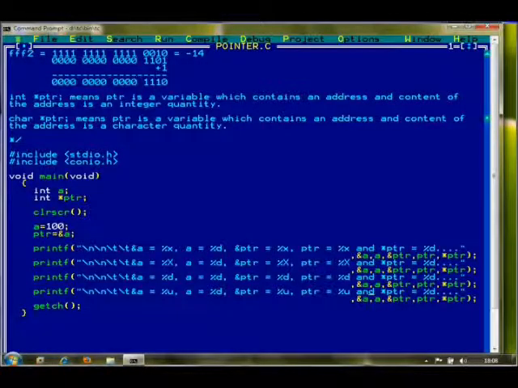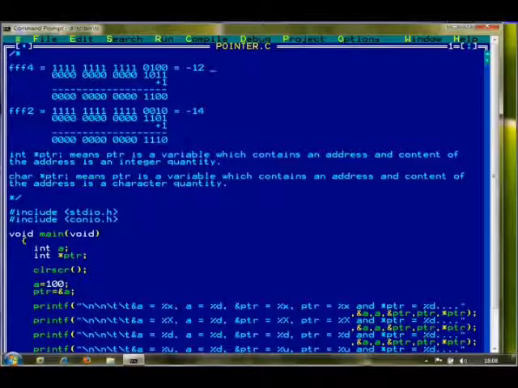Why? Let me explain that again. FFF4 means 65524. How? If I have all 16 bits 1, then what is the value? It is 2 to the 16 minus 1, isn't it? But here not all 16 bits are 1. This 8 is missing, this 2 is missing, and this 1 is missing. So 8 plus 2 plus 1, in total I'm missing 12.